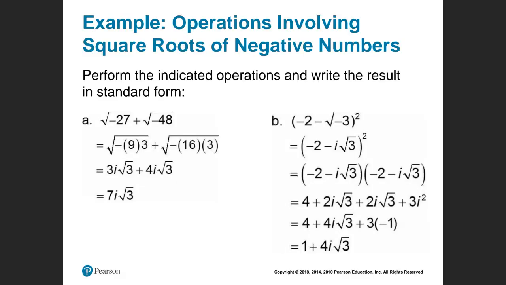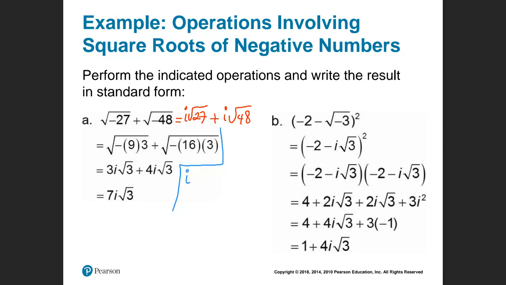Now, go to the next one. Perform the indicated operation and write the result in standard form. For part A: the square root of negative 27 plus the square root of negative 48. Remember that we can write this directly as i square root 27 plus i square root 48.